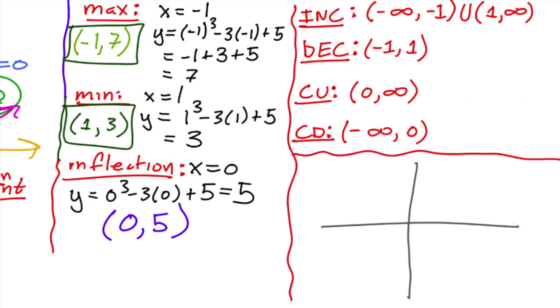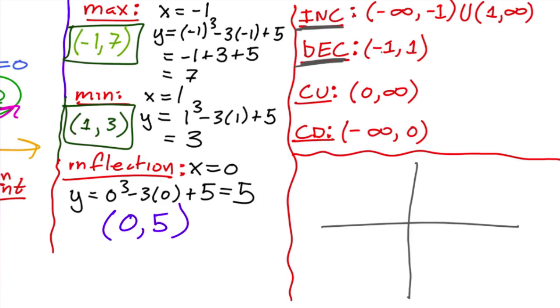Okay, so I've summarized the information that we found right here. I said that our function is increasing from negative infinity to negative 1, and then again from 1 to infinity, and it's decreasing from negative 1 to 1. That's what I got from my intervals of increase and decrease.